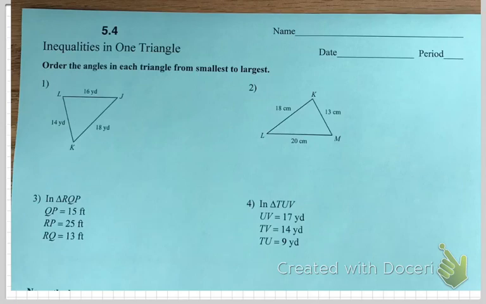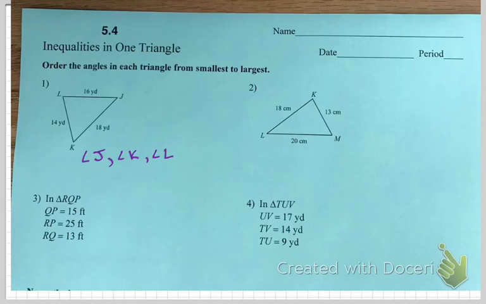Okay, so looking at number 1, pretty straightforward, right? All I need to do is look at this. It says order the angles in each triangle from smallest to largest. So let's go smallest to largest. My smallest side is 14, which means the angle opposite is J. I'm not going to put the angle symbol, so I don't want this to confuse. Let's do angle J and just do a comma, followed by K, which is opposite the 16, and then followed by angle L, which is our largest.